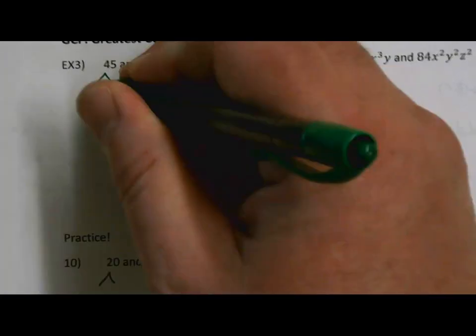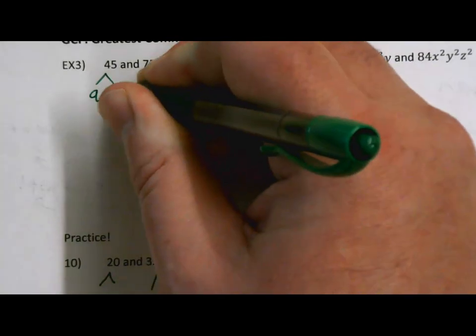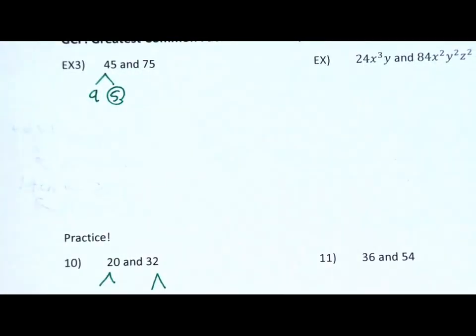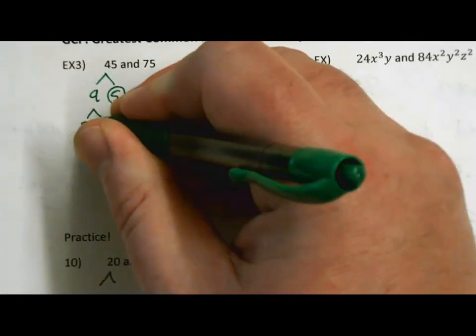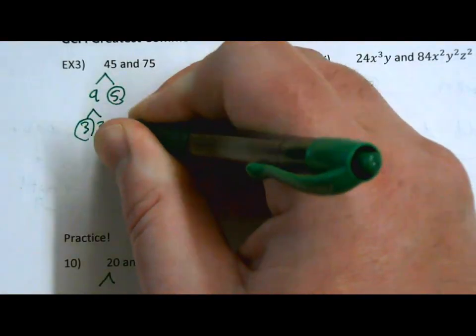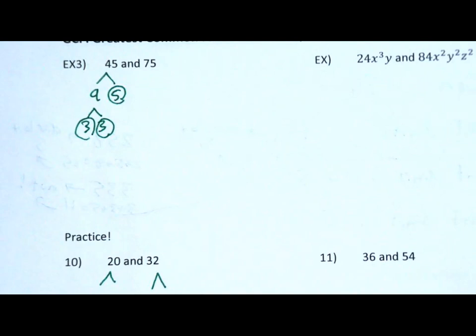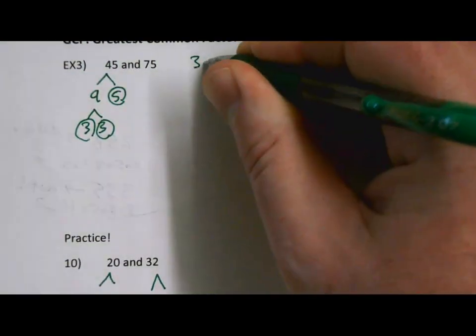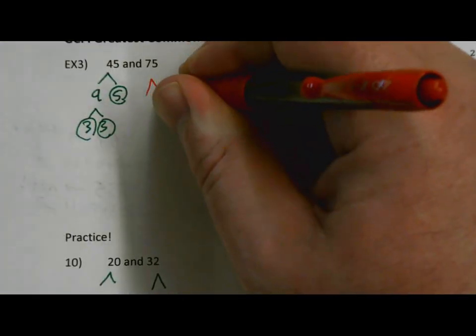All right, so I'm going to start with 45. How'd you guys split up 45? 9 and what? 9 and 5. 5 is prime, so we're done there. 9 can split up further into 3 and 3. And I'm going to write that prime factorization down here. 3 times 3 times 5.